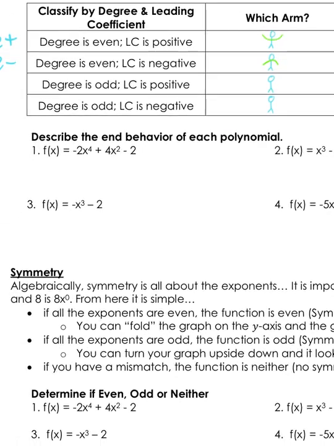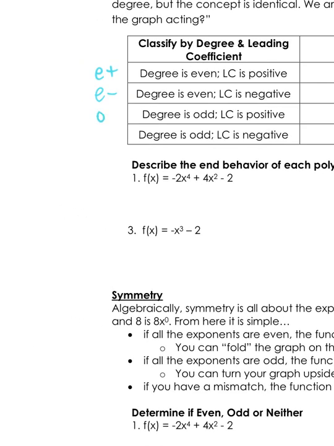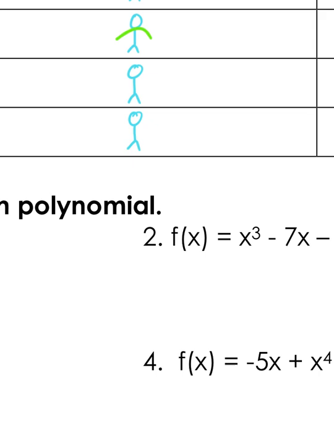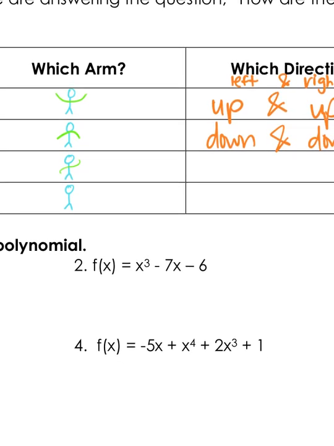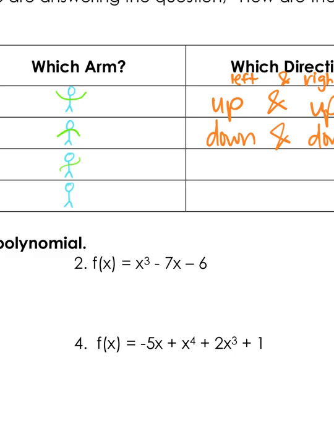All right, let's deal with some odds. We're going to call this O, and the leading coefficient is positive, so O positive. Let's look at my little man. His arms are going to do this, like that. If I start in the middle and move to the left, his arm is moving down. If I start in the middle and move to the right, his arm moves up.